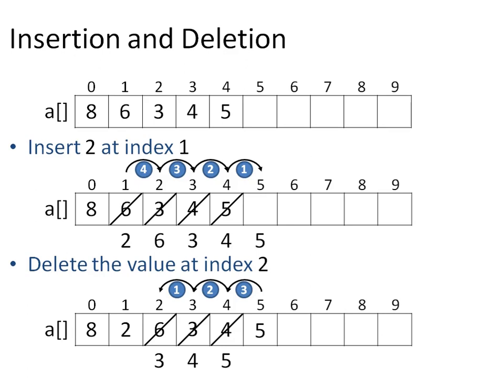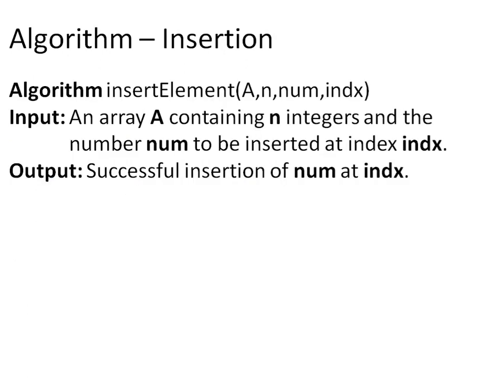Looking simply, then, for insertion we are copying from index i to index i plus 1, and for deletion we are copying from i plus 1 to i. With this understanding, we will now look at the two algorithms. The algorithm insert element is used to insert an element in variable num at index idx in the array A having n elements.